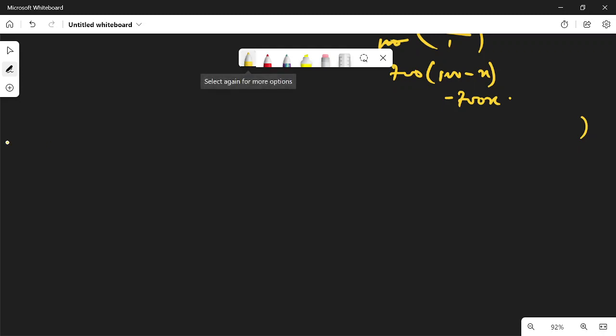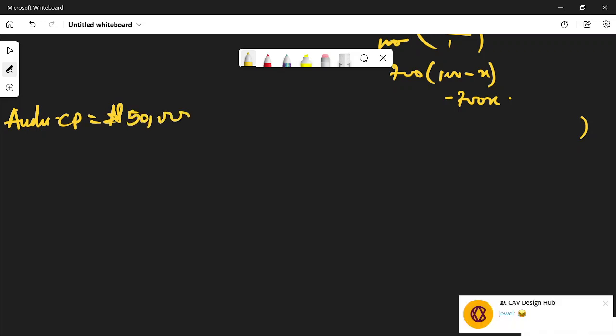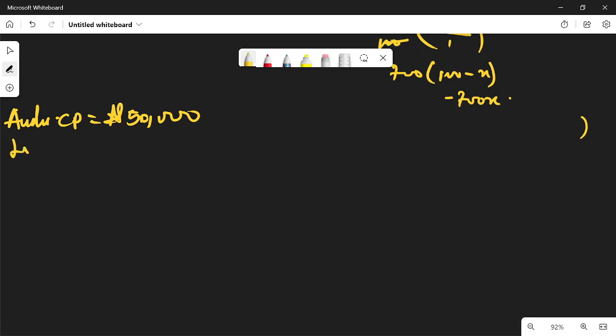Okay, so listen to the question now. The question states that Audu bought an article for 50,000 naira. So Audu's cost price for the article is 50,000 naira, and he sold it to Femi at a loss of X percent. So the loss percent for Audu is X percent. Are you following?